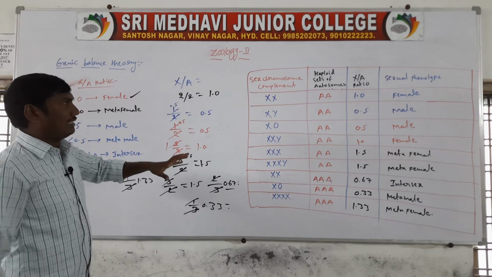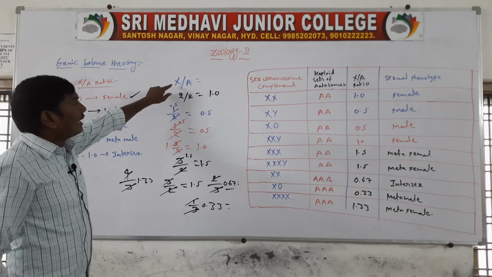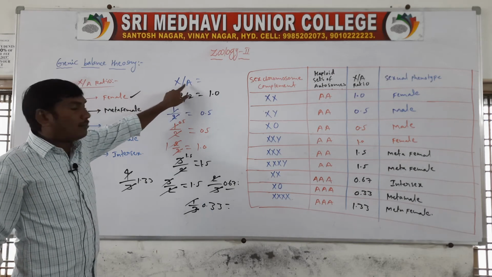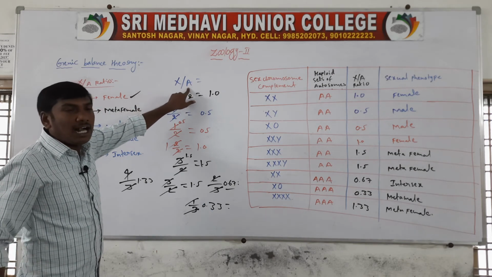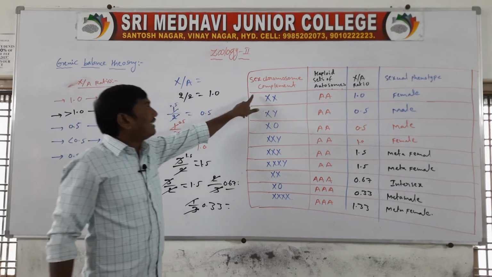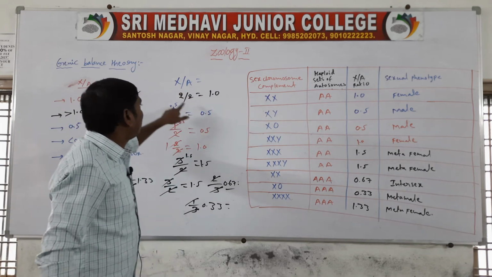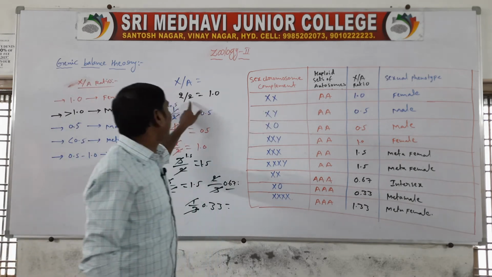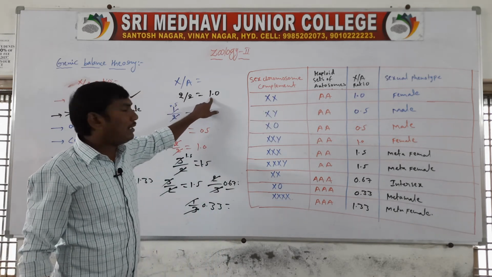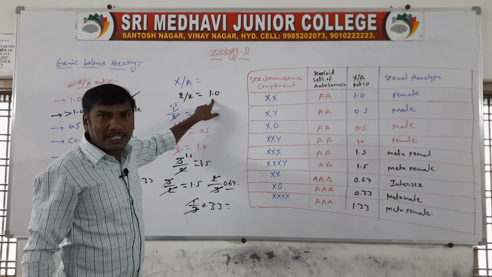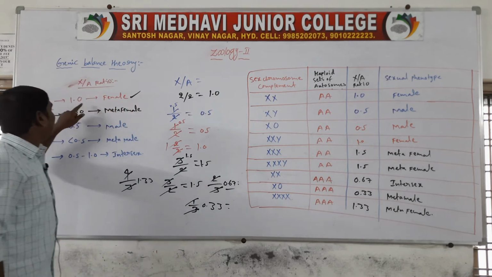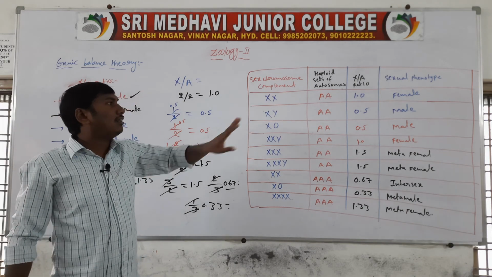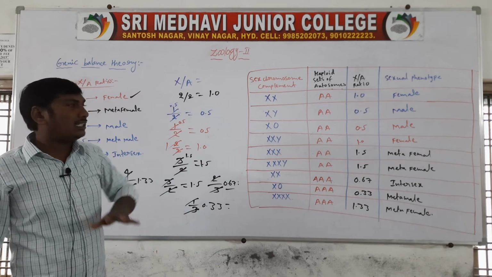So the genic balance theory is based on the ratio. The equation is number of X chromosomes by number of sets of autosomes. First one, X chromosome number 2 by autosomes 2, so 2 by 2, the ratio is 1.0. The ratio 1.0 is called female.